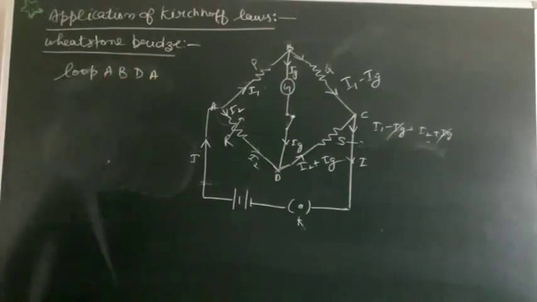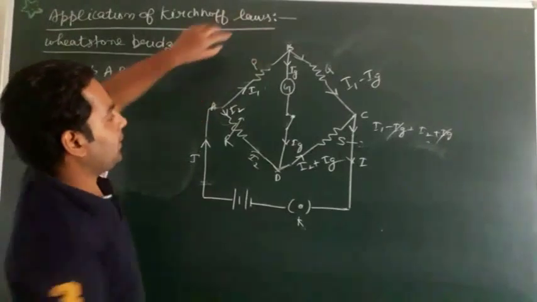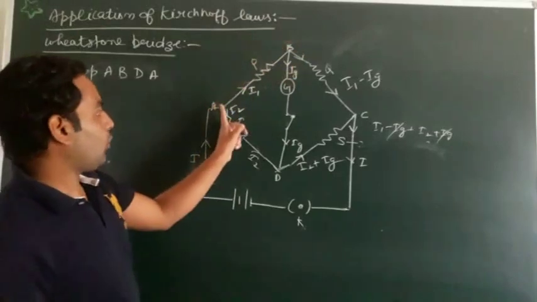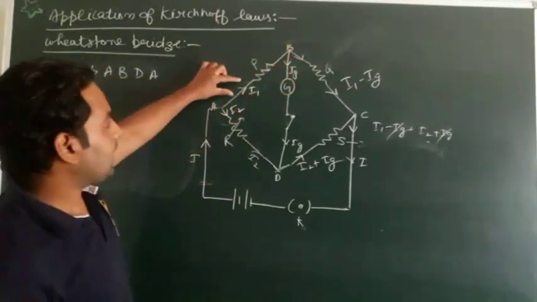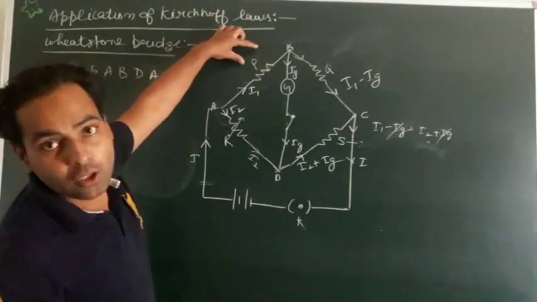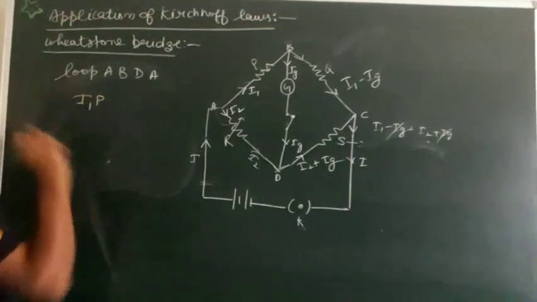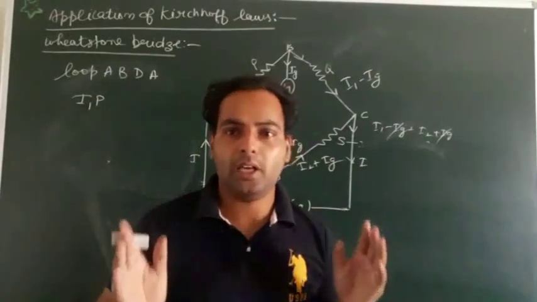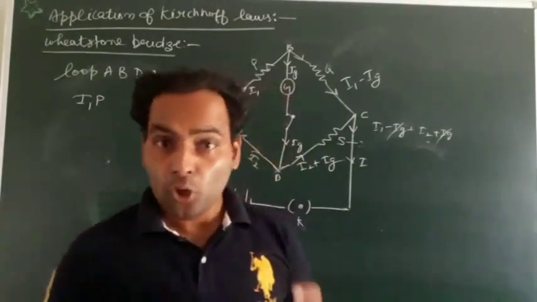So what in that loop? First the current is moving from A to B, and the loop is also moving from A to B. So the current is I1 and the resistance is P. So the product of I1 and P is taken as positive. So I1 P. Previously we discussed that if the direction of the loop and the direction of the current are the same, at that time the product of current and resistance is taken as positive.